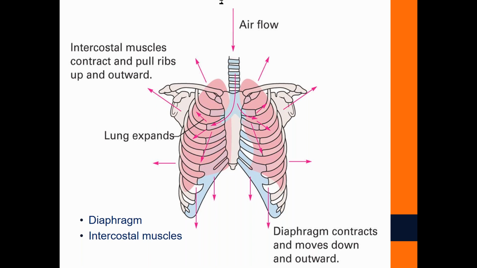So that is why, when I'm creating that negative pressure by making my chest wall and the internal diameter of my thoracic cavity bigger, it is an active process. It requires me to do work.